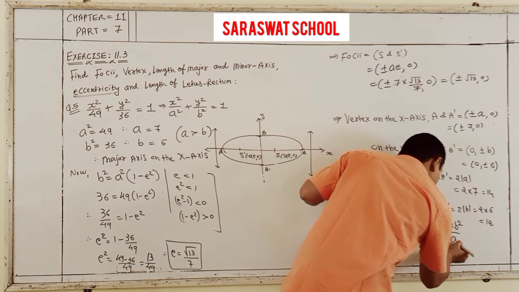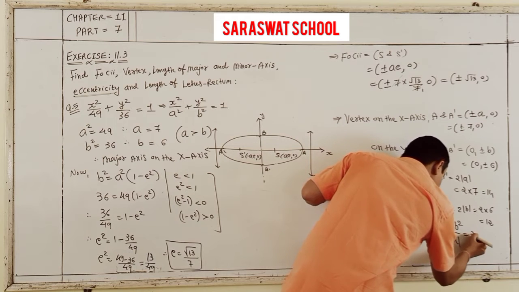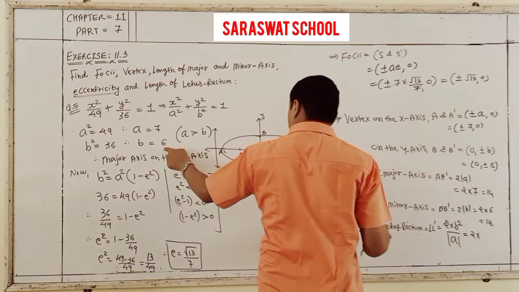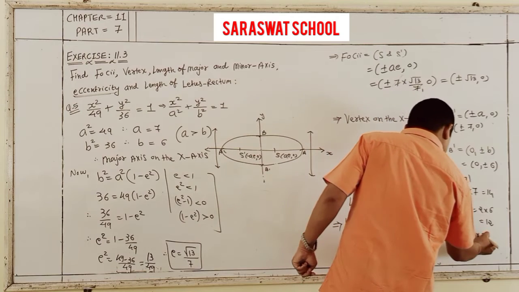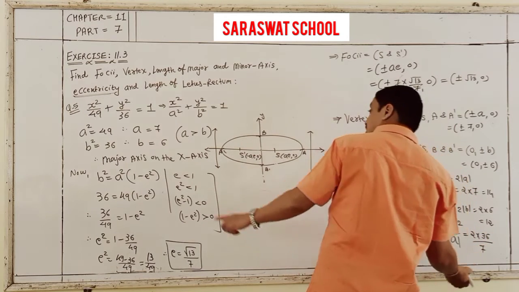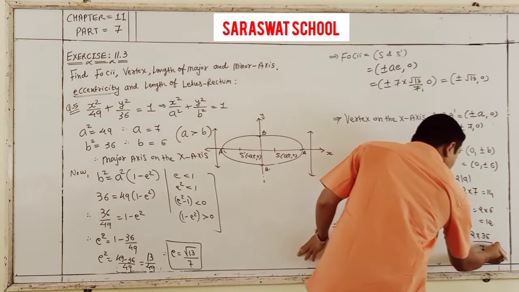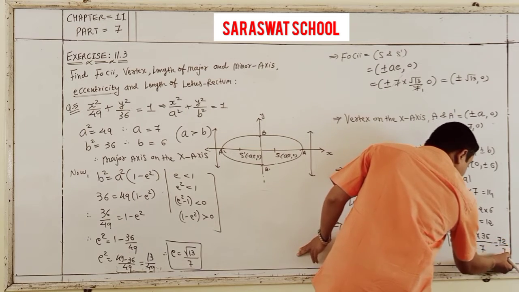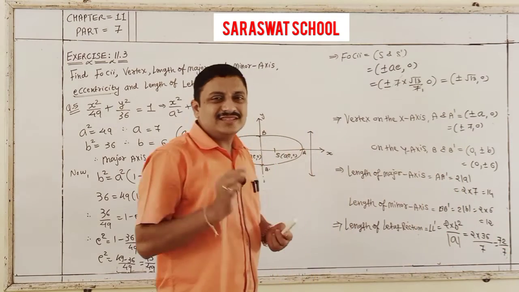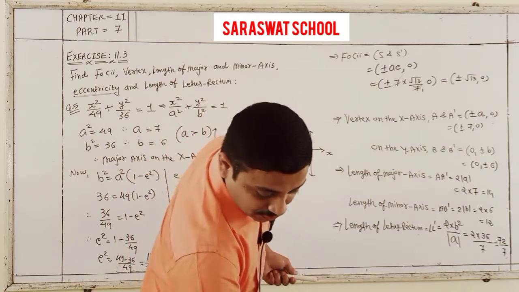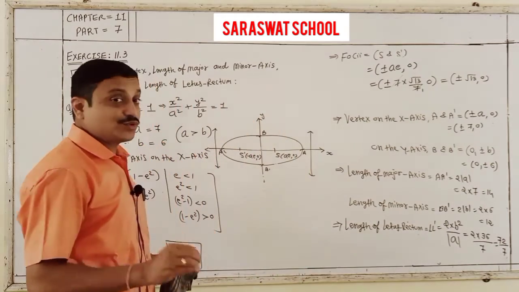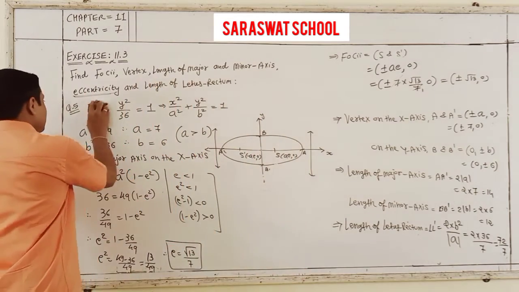b square by a. Now what is it? b square, I have 6, I mean 36, and a is what? A is 7. So my answer is 72 by 7. And easily, happily students, this question is also easily done, as for question number 5. Now going to the 6th one.